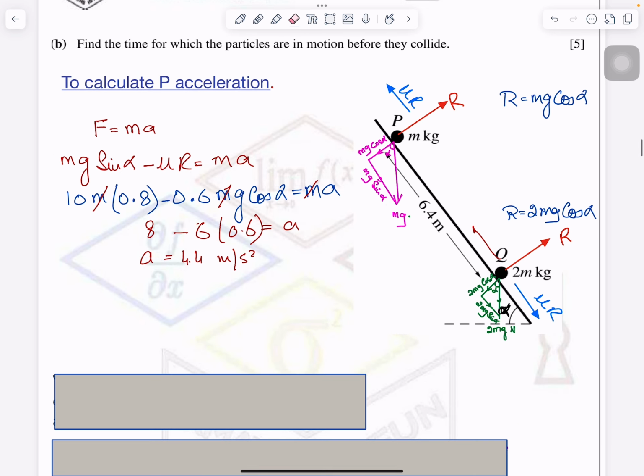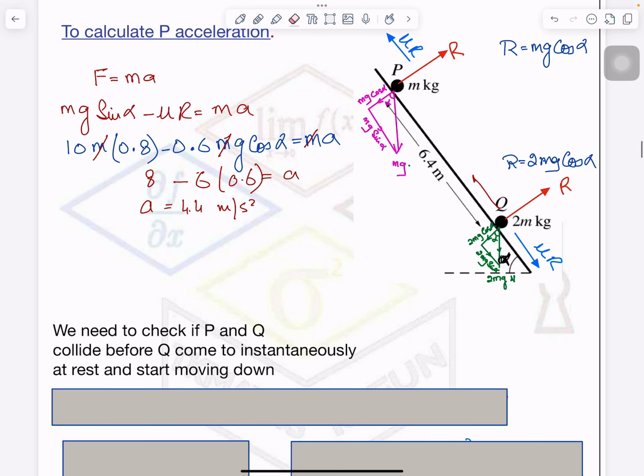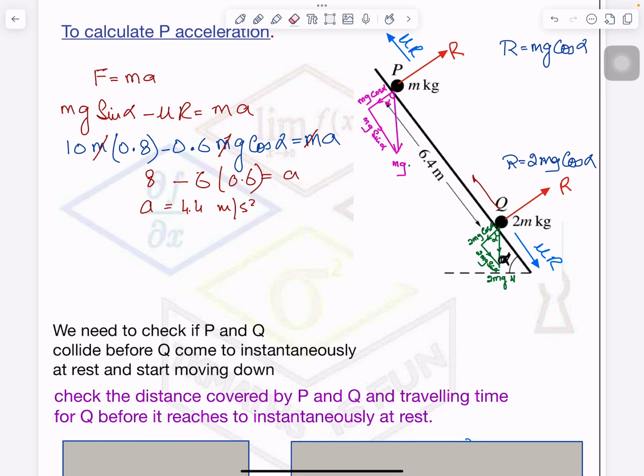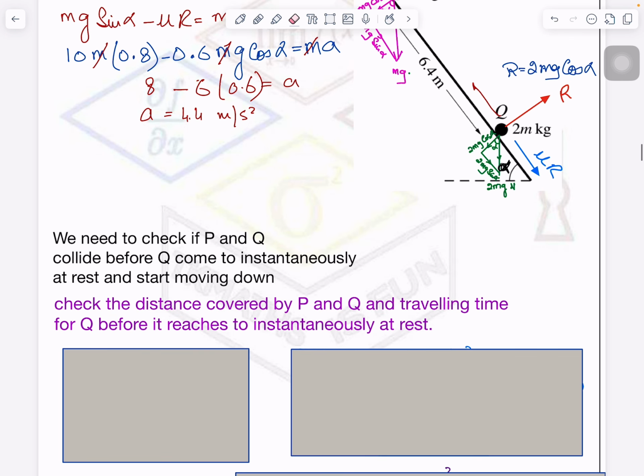Now what else do you have to find out? Now we have to find out the distance covered by P and Q. Yes or no? And then we have to see if the distances they covered add up to 6.4. It means they are hitting at that time. So we need to check if P and Q collide before Q comes to instantaneously at rest and starts moving down. So we will check their distances now. Let's see.